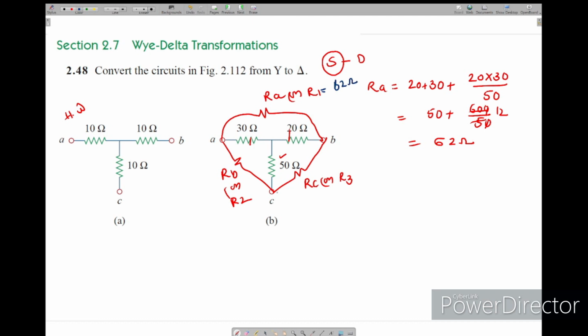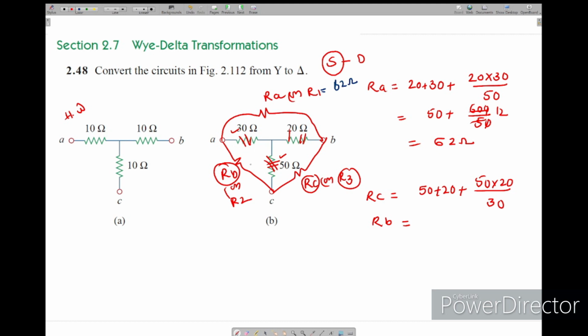Now we'll find the value of RC or R3. We'll take RC here. Again RC is covered between these two. So now again the sum of 50 and 20, and 50 into 20 divided by remaining, which is 30. If we solve we will get the RC. Again RB. This is RB of delta. Again the sum of what, these two.